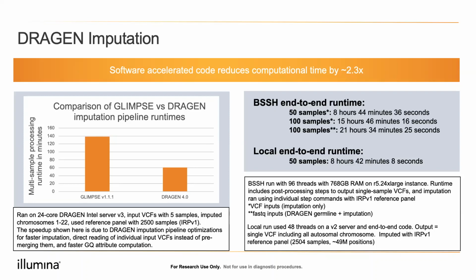If you are going from VCF input, so running imputation only, then if you're running 100 samples, it takes about 15 hours and 46 minutes. So scaling approximately linearly with the sample number and runtime. And then for 100 samples, if you're running from FASTQ file as input, it takes 21 hours and 34 minutes. And then to give the local end-to-end runtime, so running it on a DRAGEN server, this is on some of our older hardware, the V2 server, it takes about 8 hours and 42 minutes to run 50 samples on that server. So similar to BaseSpace for these lower sample numbers.